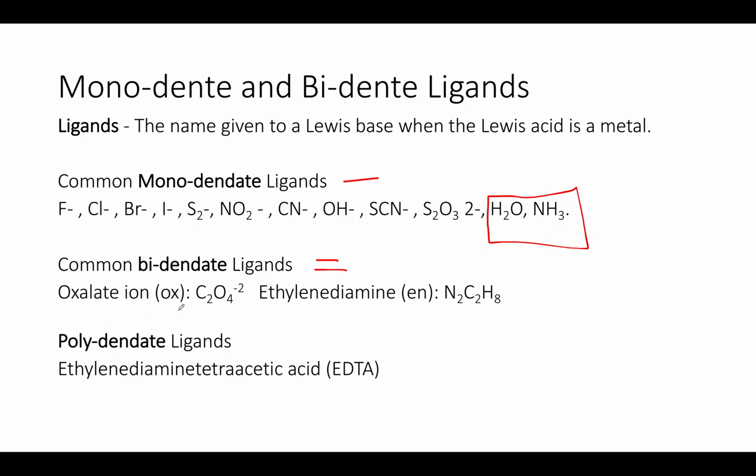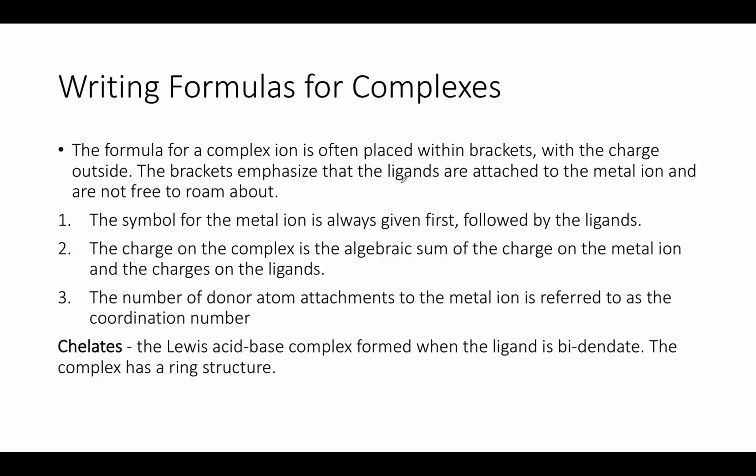Now, the only two bidentate ligands you need to know are the oxalate ion, and that has a -2 charge. We typically will write it as ox when writing the formula of the complex. You don't have to, but it is just an abbreviation. And the other one is ethylenediamine, and we represent that as en in the formula, and this is a neutral molecule. It has no charge. So monodentate, one attachment, bidentate, two attachments, polydentate, many different attachments. And ligands are the name given to a Lewis base.